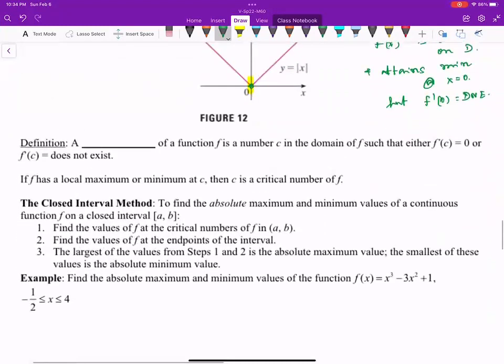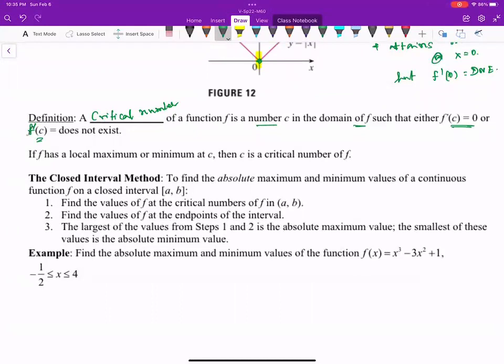The next definition is a very important definition: a critical number. A critical number of a function f is a number c in the domain of f such that f prime of c equal to 0 or f prime of c does not exist. The derivative of f at c does not exist, or it is equal to 0.